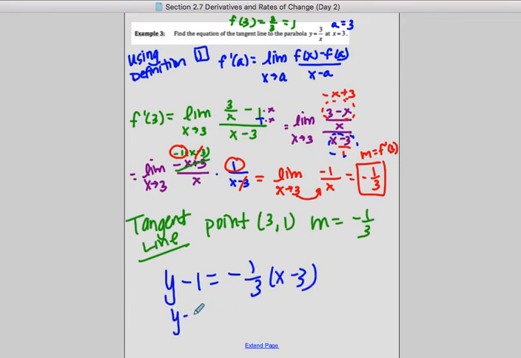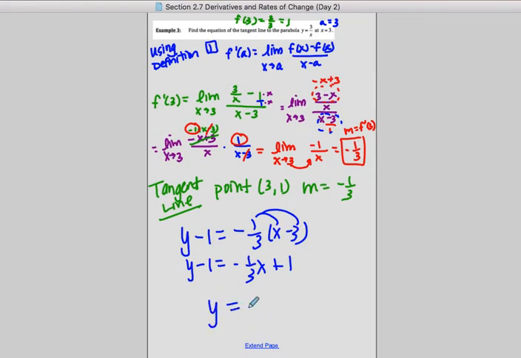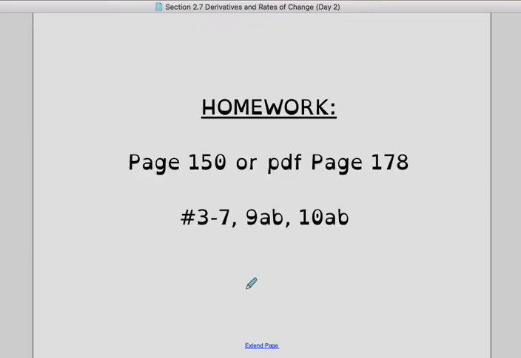I would distribute, and then plus 1/3 times 3 is 1. And then I would add 1. So we'd have negative 1/3 x plus 2. That would be the equation of my tangent line. And that is it for example 3.